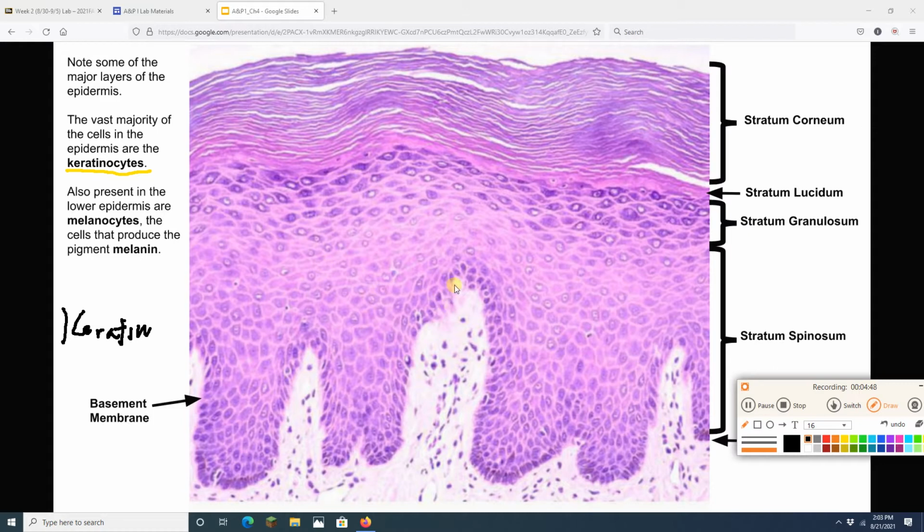I don't necessarily see any other cells here, but there are other types of skin cells. One prominent one that you've probably heard of are the melanocytes. They make the pigment melanin, which is going to protect our skin from UV radiation.